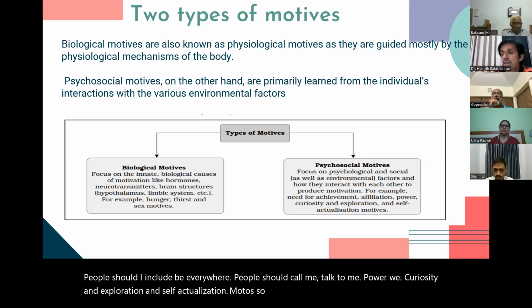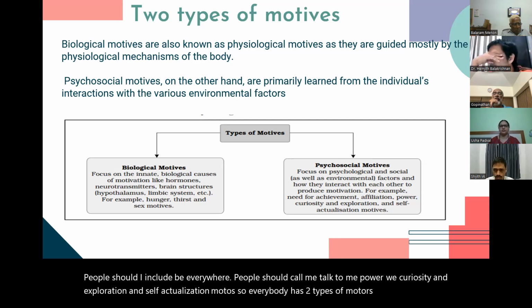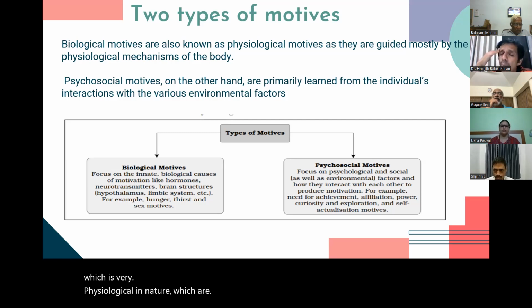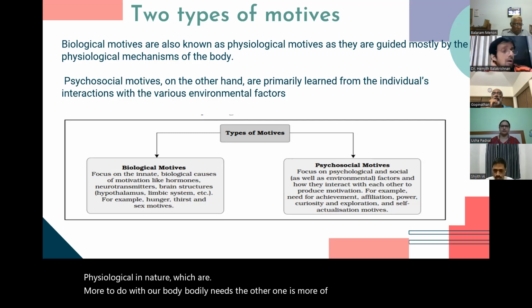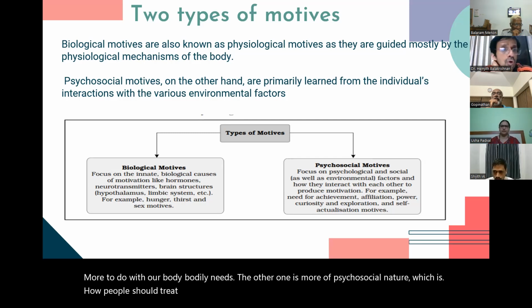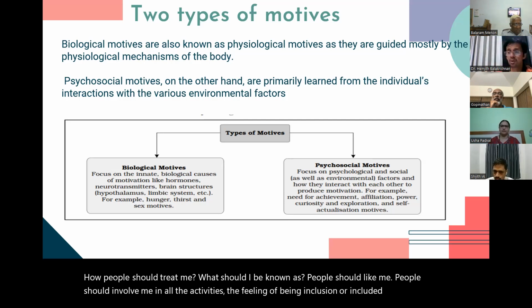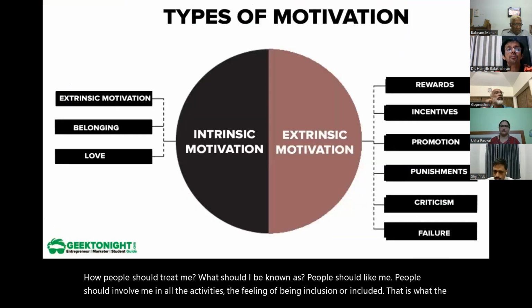So everybody has two types of motives. One which is very physiological in nature, which are more to do with our bodily needs. The other one is more of psychosocial nature, which is how people should treat me, what should I be known as, people should like me, people should involve me in all the activities, the feeling of being inclusion or included. That is what the psychosocial is.